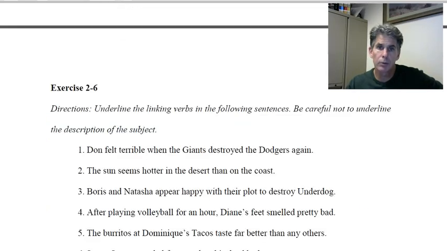So that is all: verbs are either action verbs or linking verbs. All verbs are either action verbs or linking verbs. And you notice these. Don felt terrible. He didn't do anything. A equals B. He didn't touch the terrible. That would be weird. Okay. Probably should introduce him to that model. Huh? The sun seems hotter. A equals B. The sun didn't do anything. Boris and Natasha appear happy. A equals B. All of these are A equals B sentences. That's what they are. Okay.